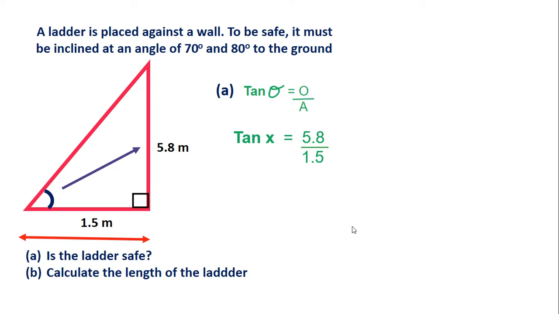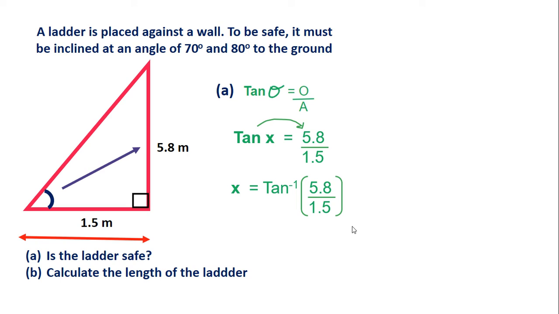So tan x equals 5.8 divided by 1.5. Now, we already discussed in previous videos what happens to tan when it goes to the other side, so you can just refer to those videos for a detailed explanation. But for now, we need to know that when tan goes to the other side, it turns into tan minus 1, and tan minus 1 refers to tan inverse. So x equals tan inverse of 5.8 divided by 1.5.